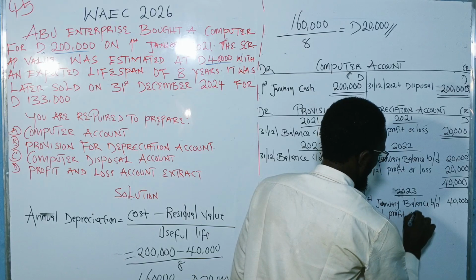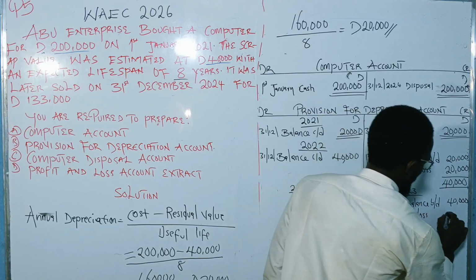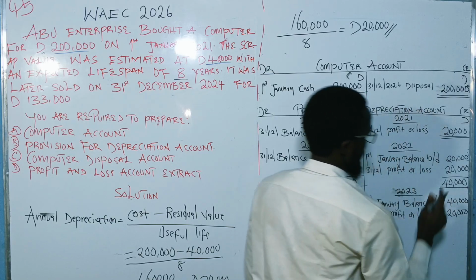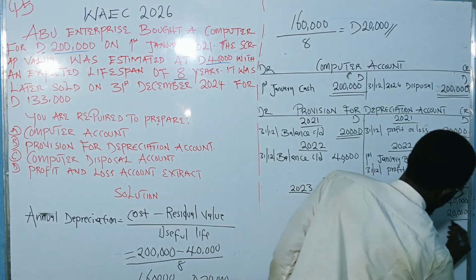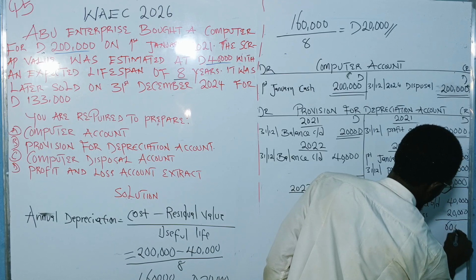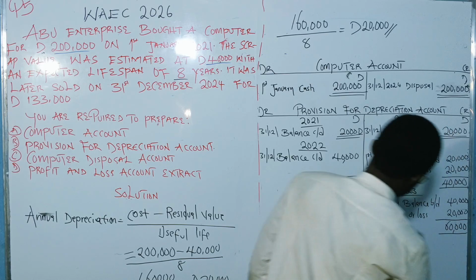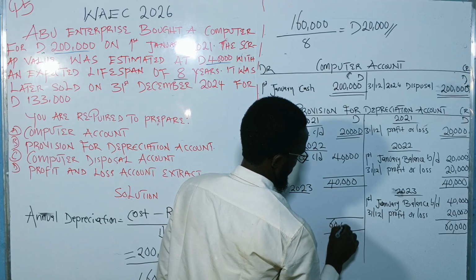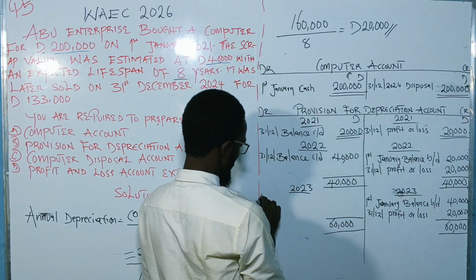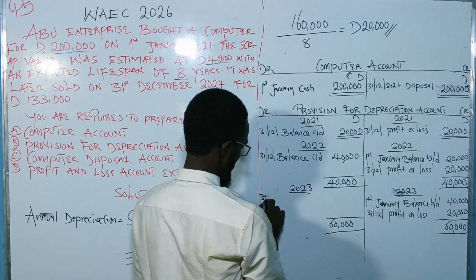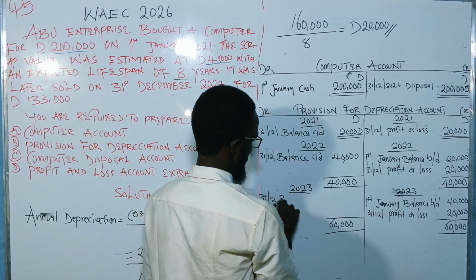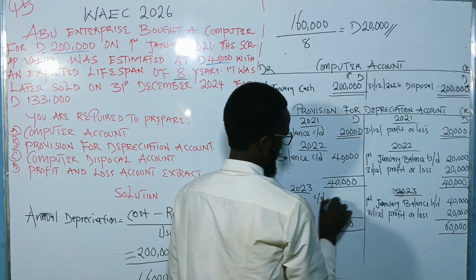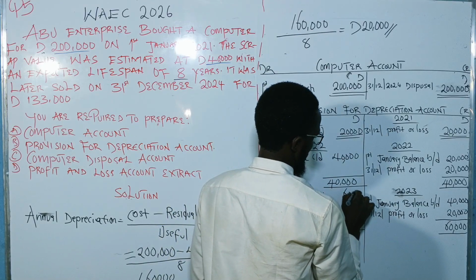Profit or loss, 20,000. 40,000 plus 20,000, you have 60,000. Then you come up, say 31st December, balance CD 60,000.